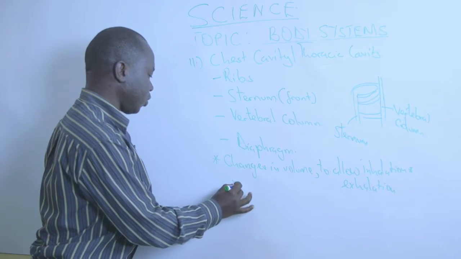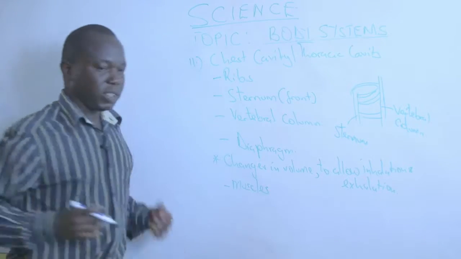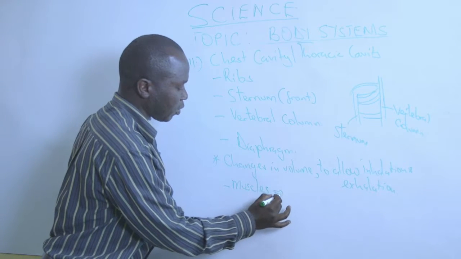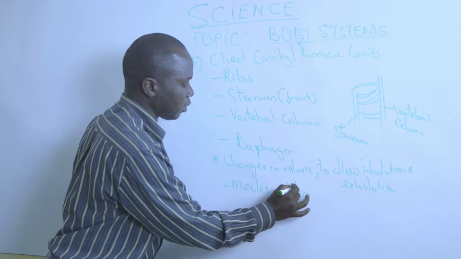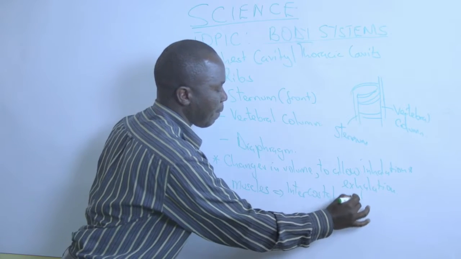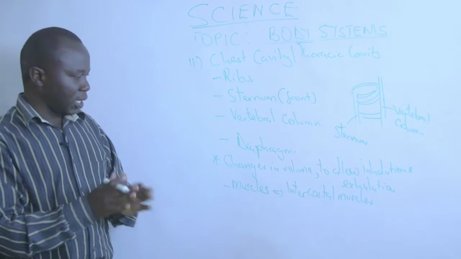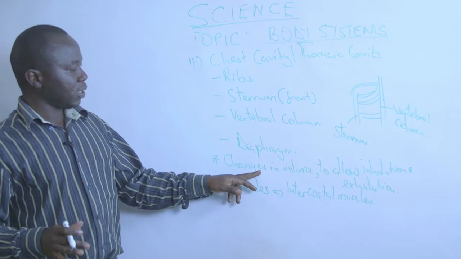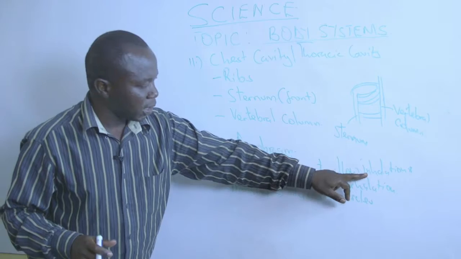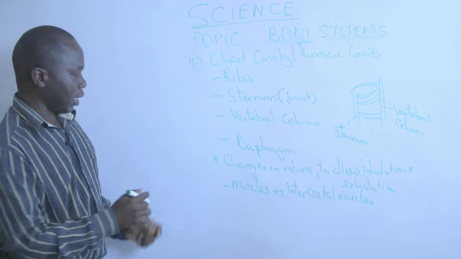Also, it has some muscles covering the ribs. We have muscles that cover the ribs. They're not just bare. Those muscles are called intercostal muscles. It is the intercostal muscles that will contract and relax to bring about the changes in volume of the chest cavity so that it can ventilate the lungs through inhalation and exhalation.